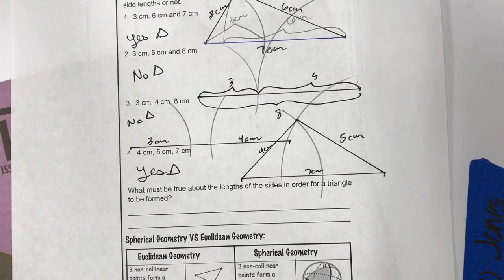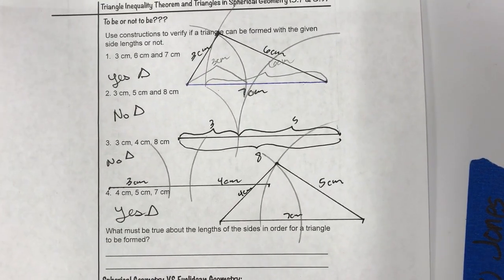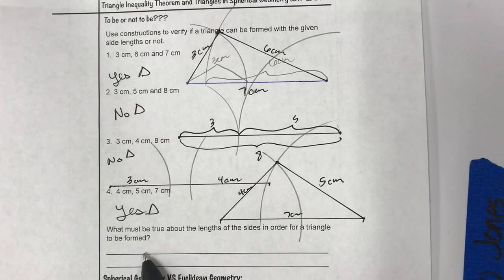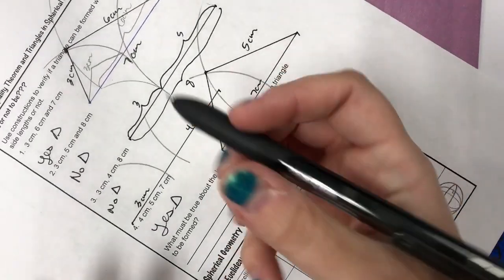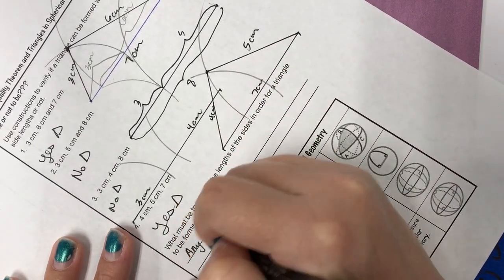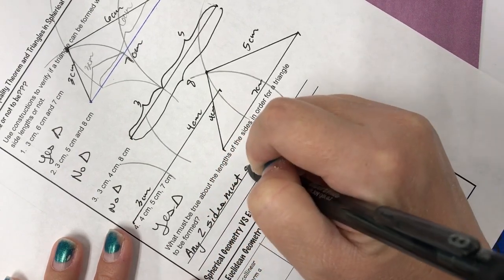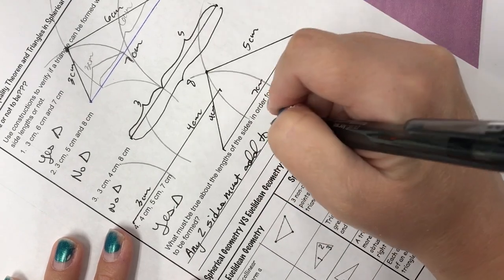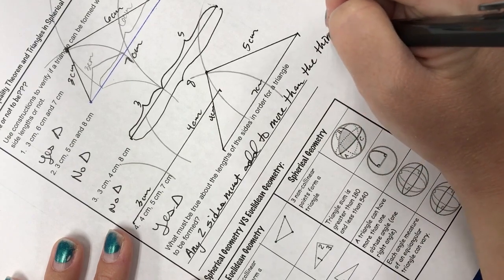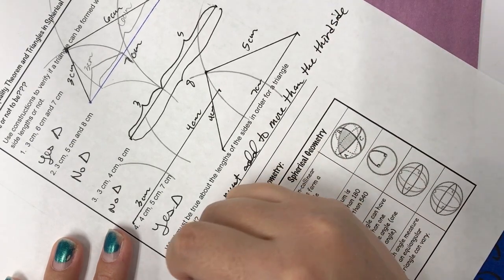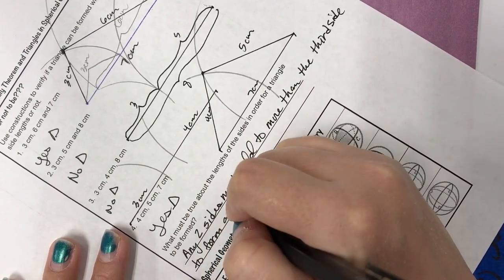So what has to be true about the lengths of the sides in order for a triangle to be formed? I'm going to write this in the way that the general rule is written, and then I'm going to mention kind of a shortcut for this as well. The general rule is written that any 2 sides must add to more than the third side to form a triangle.